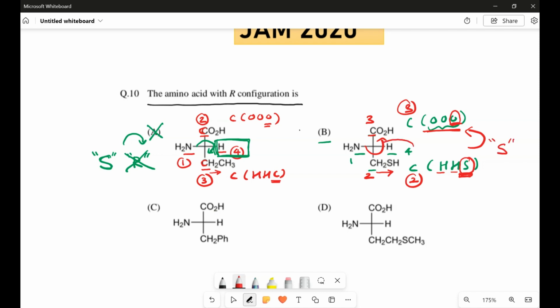But since hydrogen is in the horizontal position, S is wrong, R is the right answer. So they have asked for R configuration and B is the right answer. B is the right answer. Let us quickly do the C and D options.